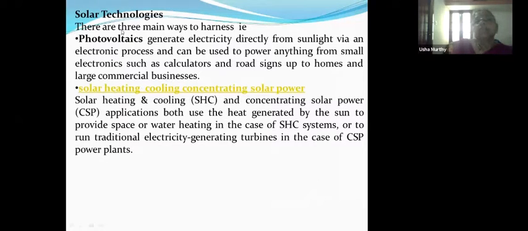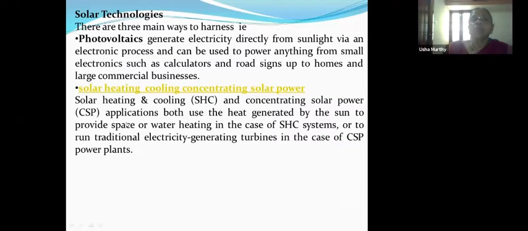Then we have solar technologies. There are three types of them. One is photovoltaics. It generates electricity directly from sunlight via an electronic process and can be used to power anything from small electronics such as calculators and road signs up to homes and larger commercial business units. The second one is solar heating and cooling, that is SHC. And the third one is concentrating solar power.